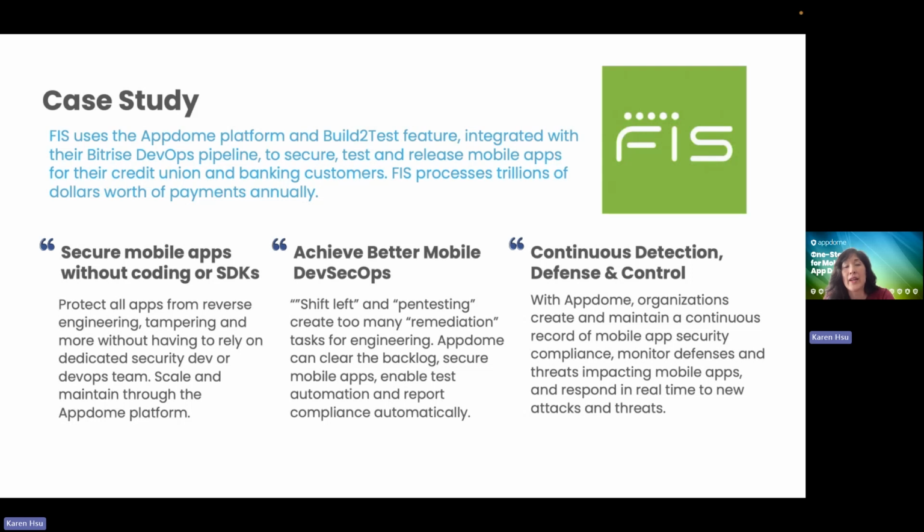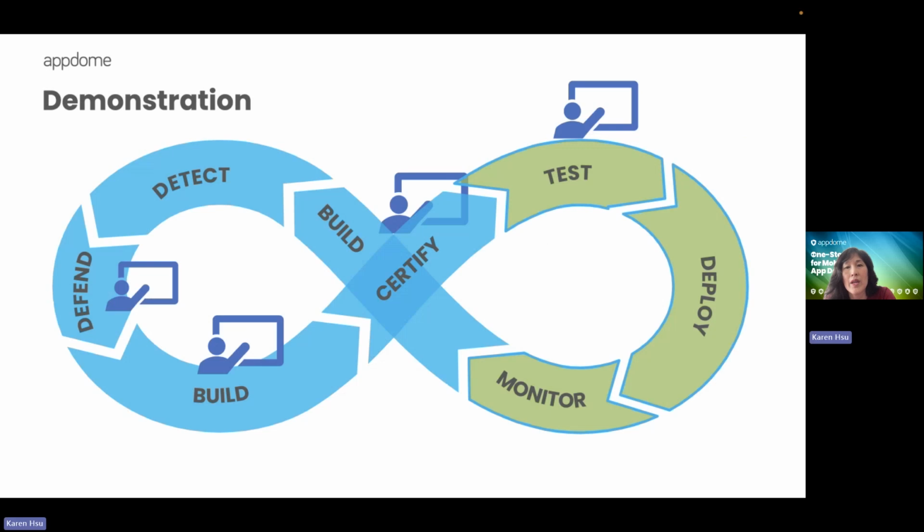They knew they needed to have a way to defend the app without having to be a burden on development. And with the Appdome solution and this ability to automate testing, FIS has continuous detection, defense, and control, and allows them to not only have a continuous record of mobile app security, but also monitor offenses and threats in the future impacting mobile apps and enable them to prioritize and respond to new attacks and threats in a timely manner. So what I'm going to do now is show you a demonstration.